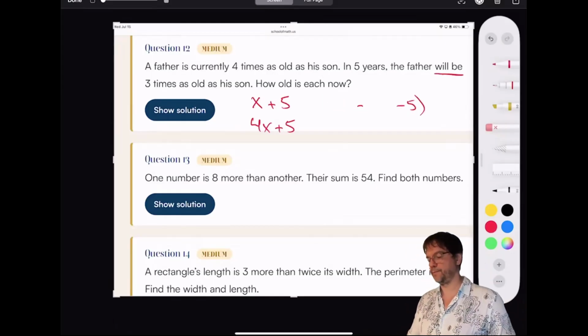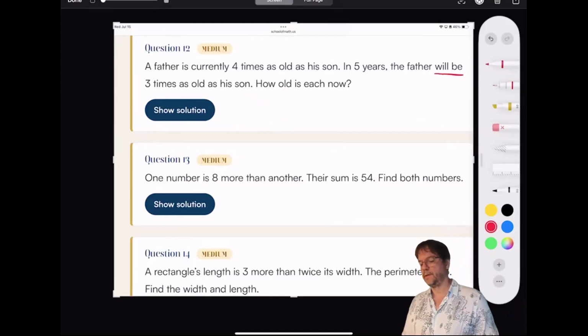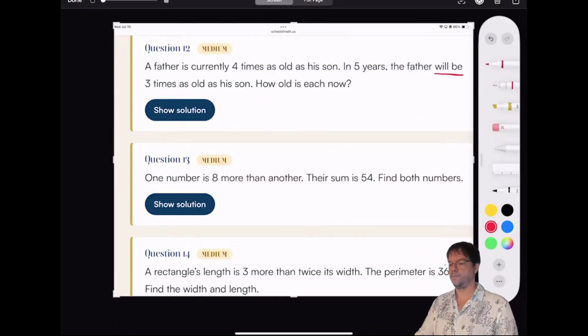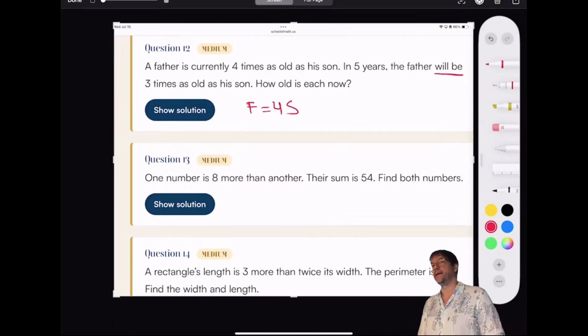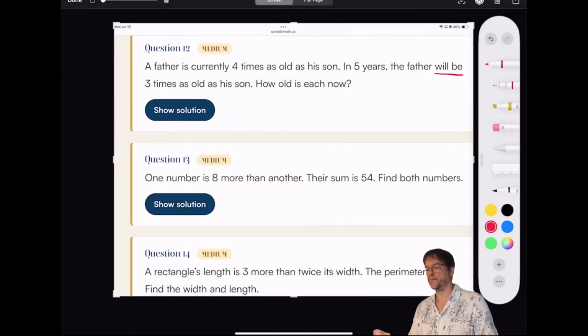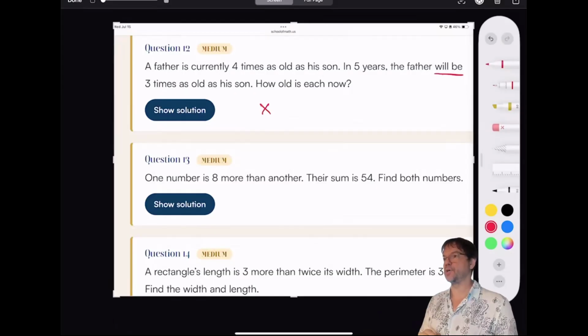I do everything again. Pay attention. A father is now 4 times as old as his son. Okay. I could have done this: father is 4 times son. But I can, since the beginning, reduce to one variable, one in terms of the other. So if the son is x years old, the father has 4x.